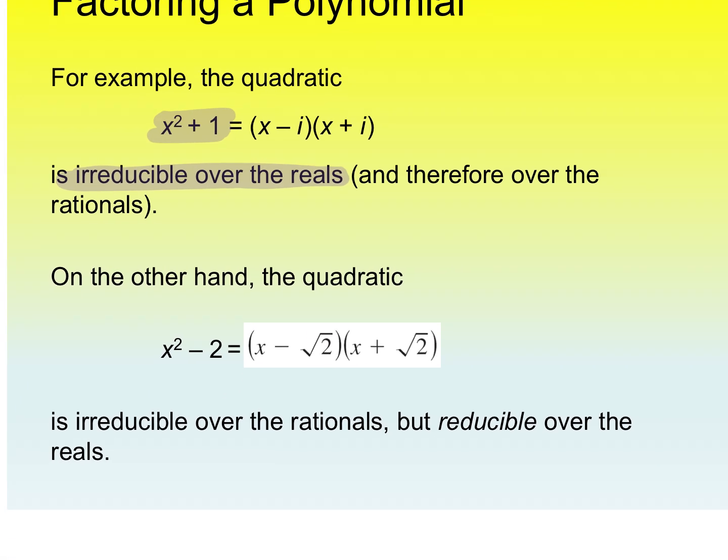On the bottom, we've got x squared minus 2. So that factors into x minus square root 2 and x plus square root 2. This is irreducible over the rational, so we can't reduce it anymore and still have rational numbers. So we would just leave our factor. If the question asks to leave your answer irreducible over the rationals, you just leave your factor as x squared minus 2.